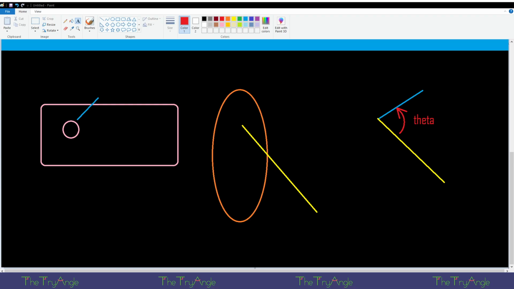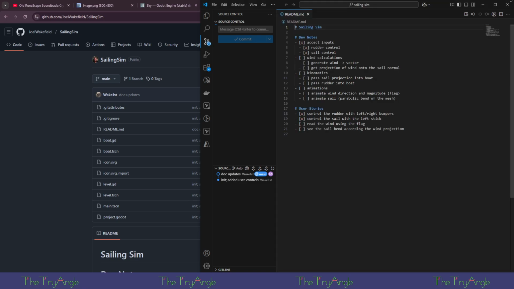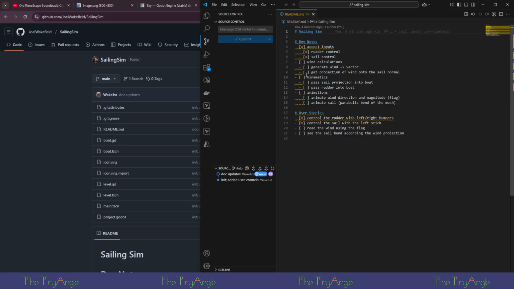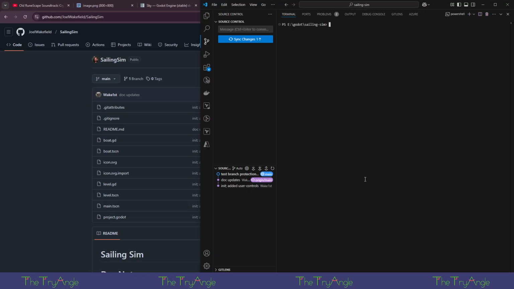All right, no one should be allowed to push to main. In fact, we can do a real simple test of this. Oh, whoops. So, let's look at the README file here. And we'll just say test. Okay. Test branch protection. Cool.